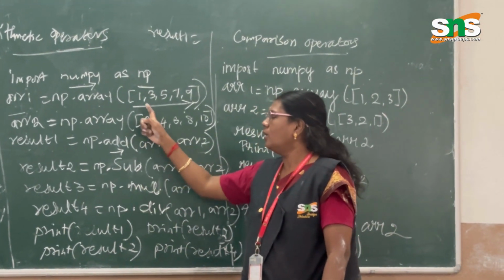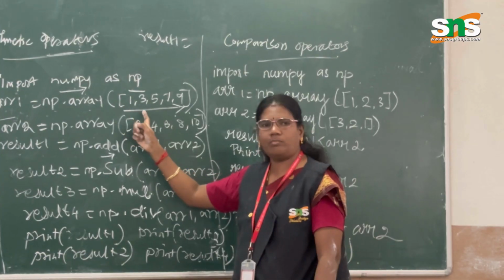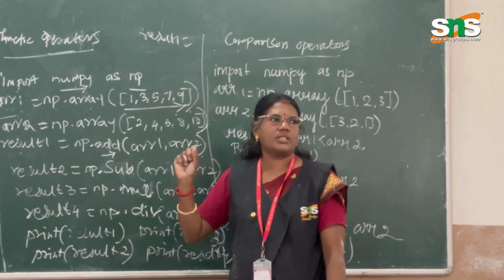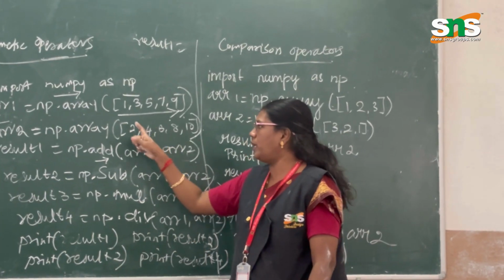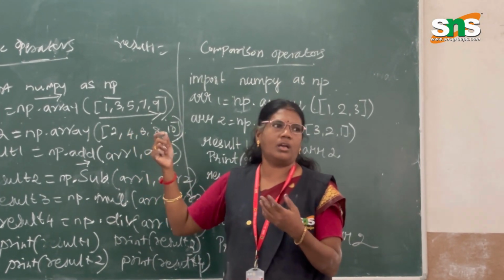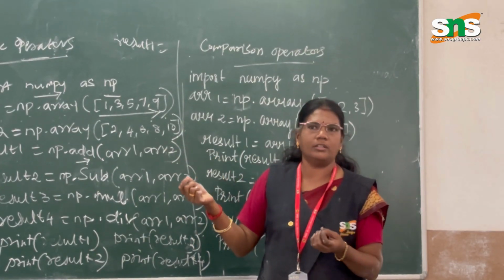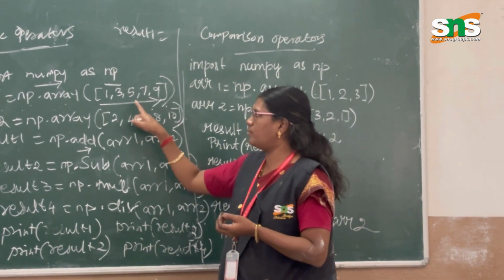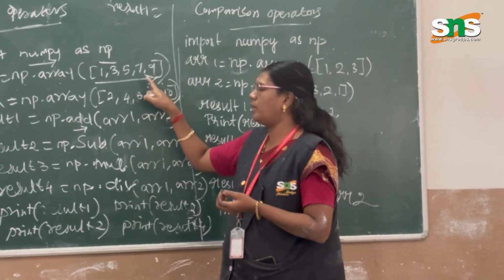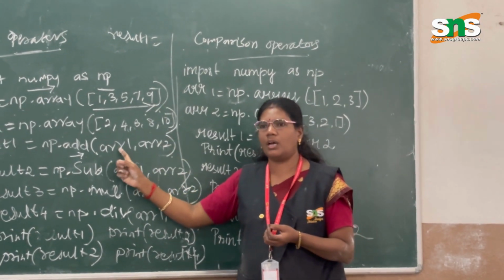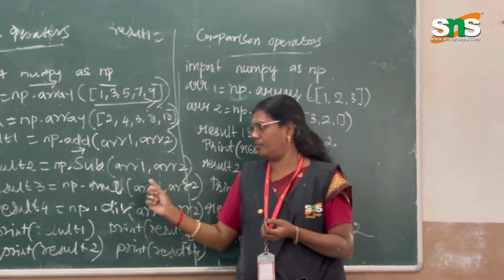Subtraction: we have to subtract array 1 minus array 2. Each and every element we have to subtract. 2 minus 1, 1. 4 minus 3, 1. Plus or minus, no need. 4 minus 3, 1. 6 minus 5, 1. 8 minus 7, 1. 10 minus 9, 1. This is the subtraction output, result 2.